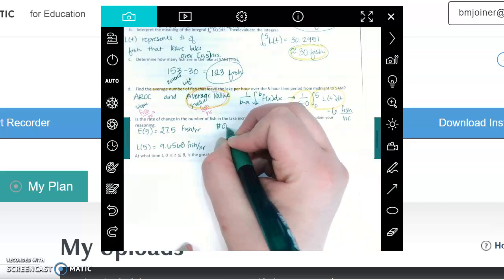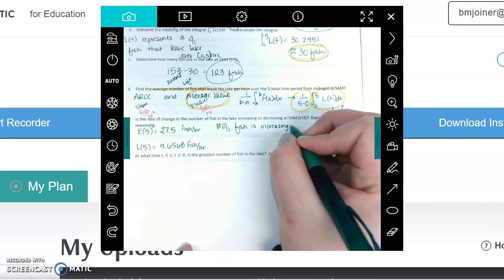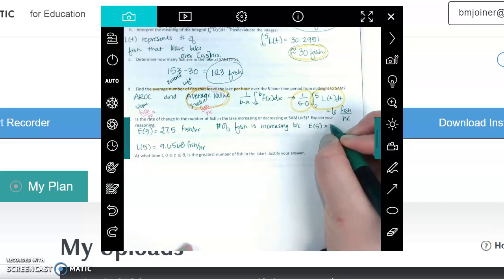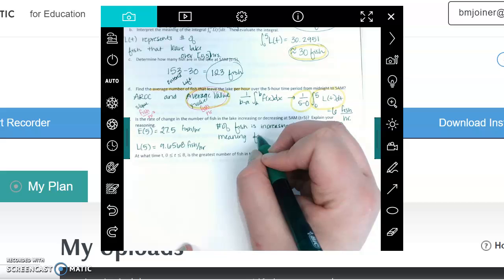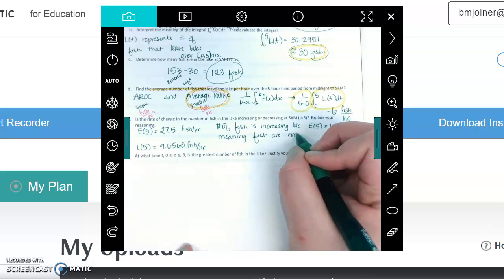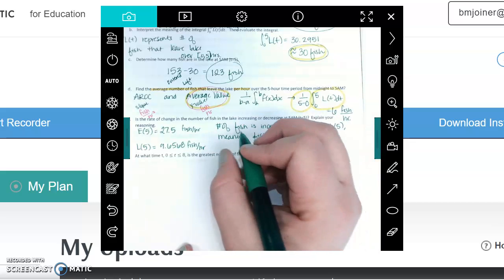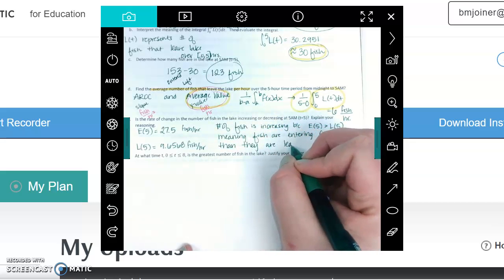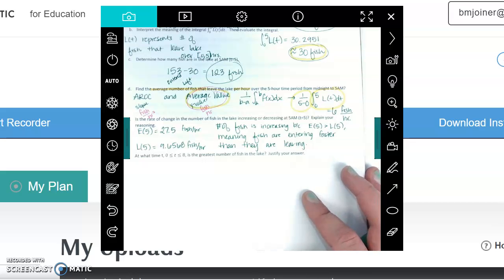So number of fish is increasing because E of 5 is greater than L of 5, meaning fish are entering faster than they're leaving. Make sense? Okay, next part.